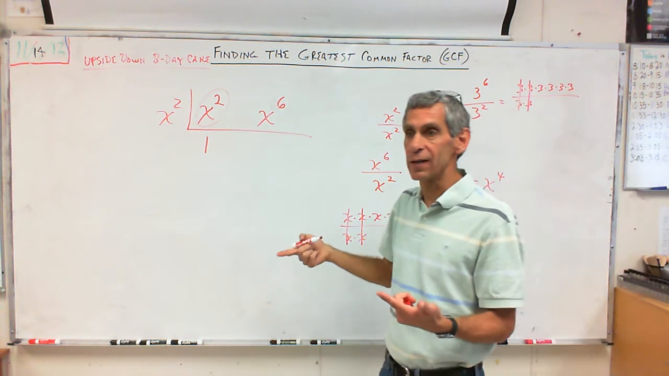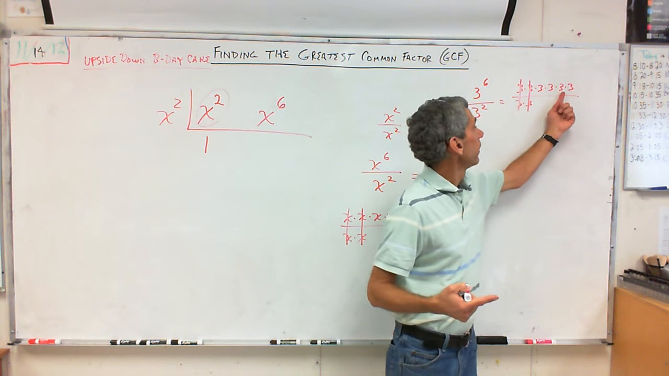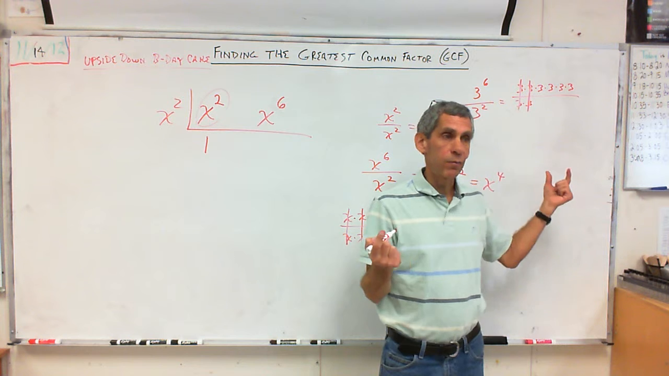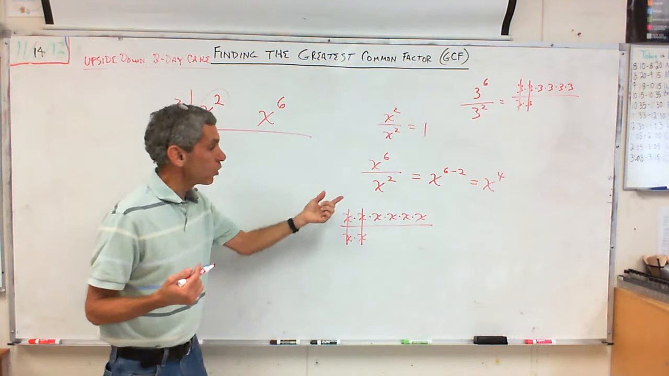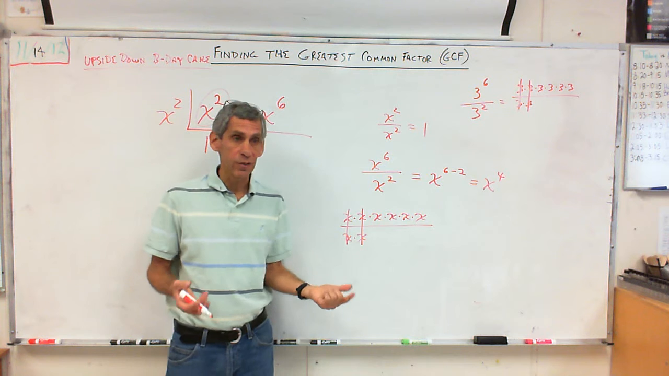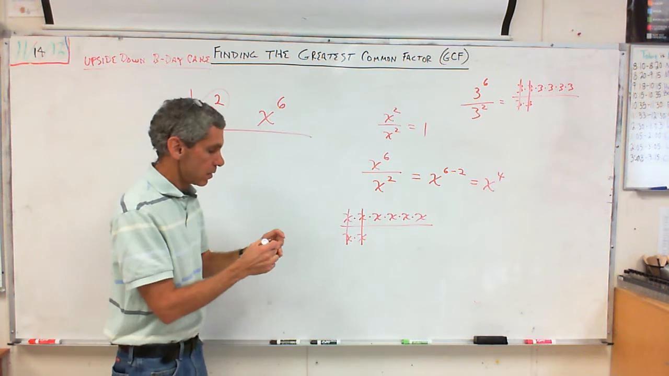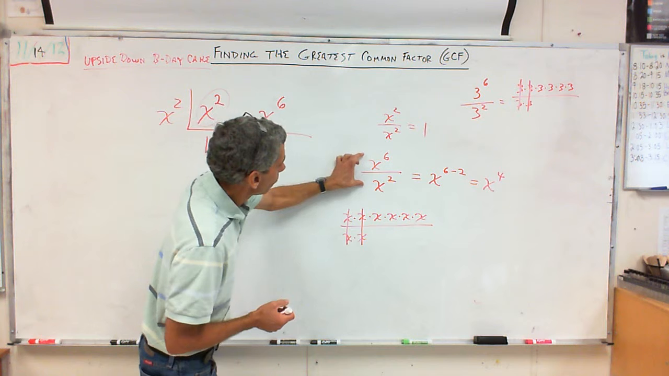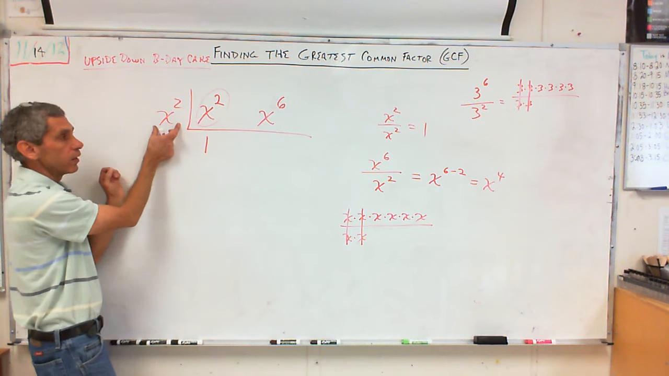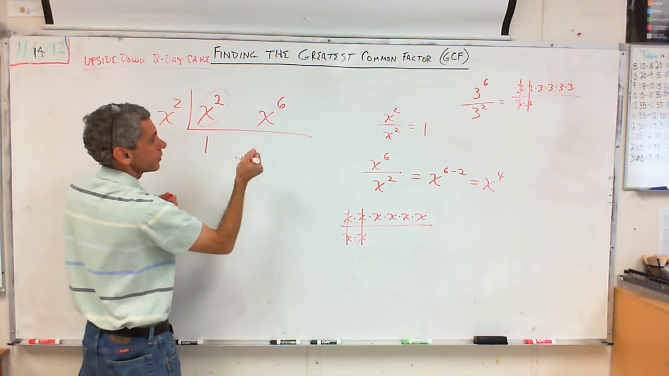And I could figure out what that is. 3 times 3 is 9. 9 times 9 is 81, right? So 3 to the 4th power would be 81. But with variables, you don't know what the x is. It stands for something, but you don't know what. So you just have to keep it as an exponent. If you're dividing x to the 6 by x squared, it's going to be x to the 6 minus 2, which is x to the 4.